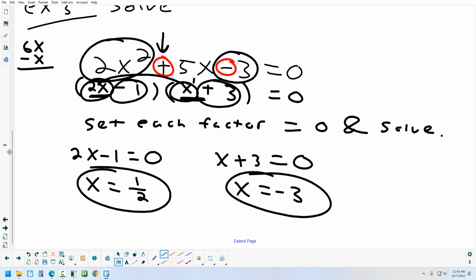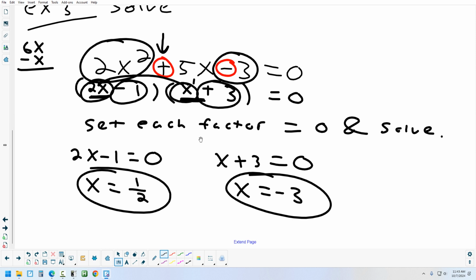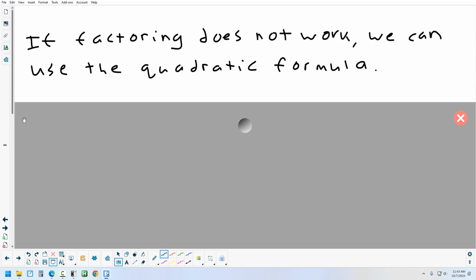Okay. So now factoring is great as long as you can factor it. Does anybody remember another way you can solve a quadratic if you can't factor it? The quadratic equation? Yeah, the quadratic equation or the quadratic formula.